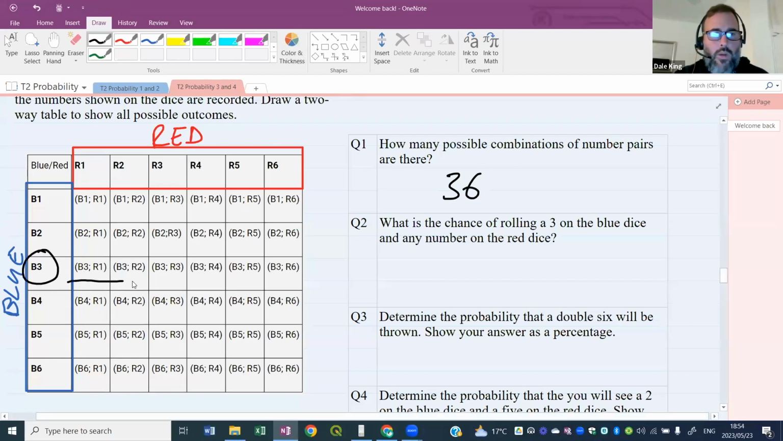And we go all the way across. You can see for every single one of these, there's a 3 in the blue, a 3 in the blue, a 3 in the blue, a 3 in the blue, a 3 in the blue, and any number on the red. How many are there? There are 6.